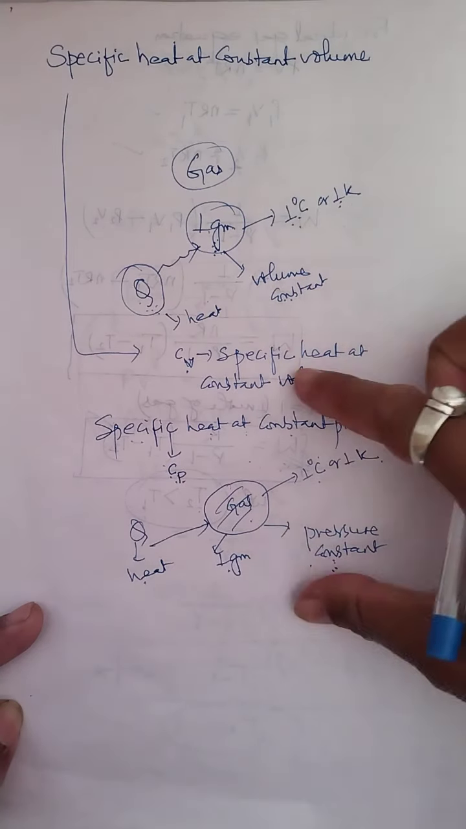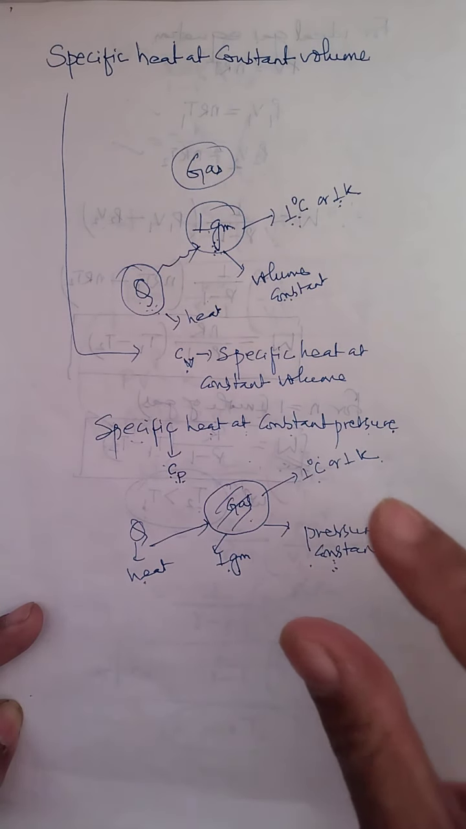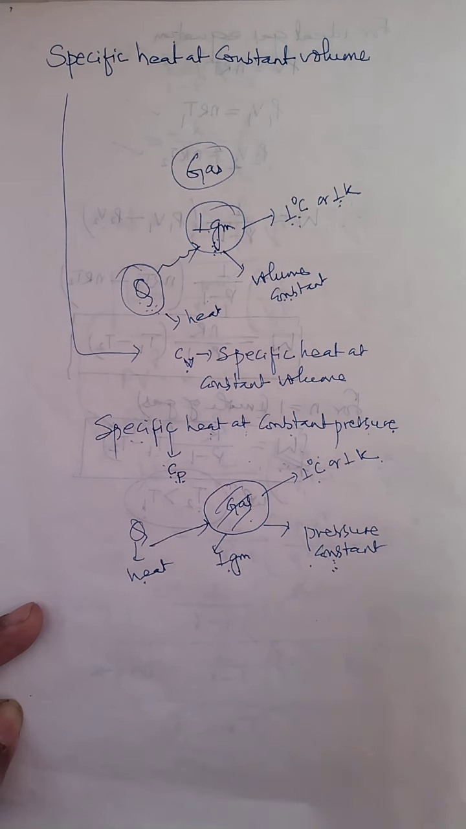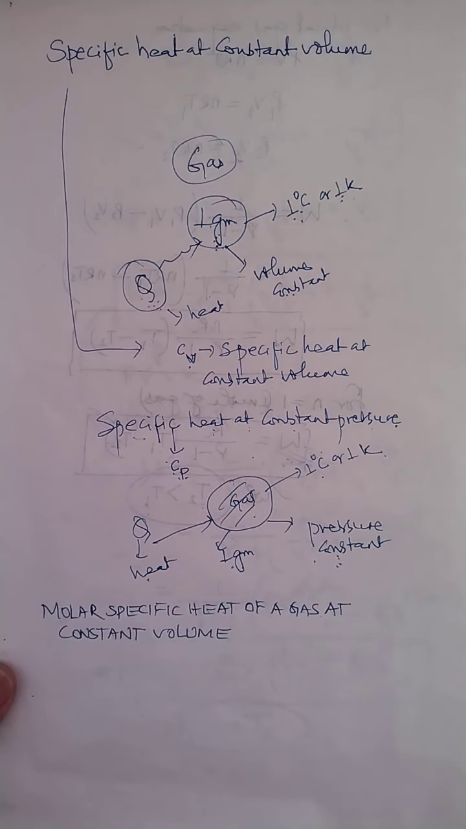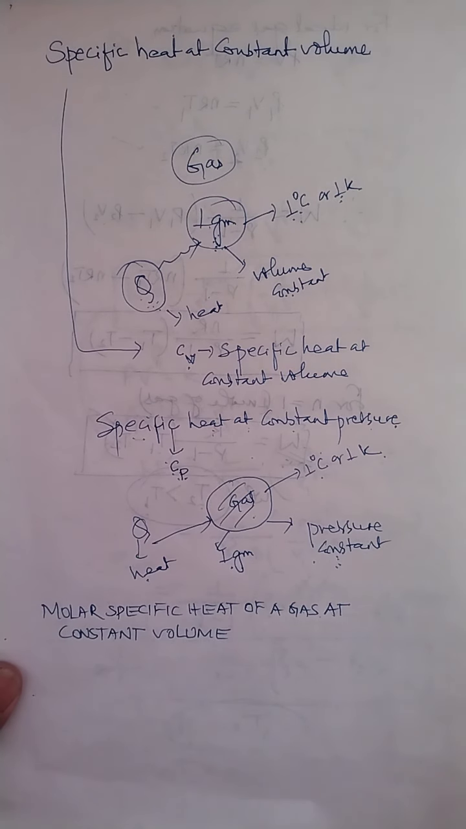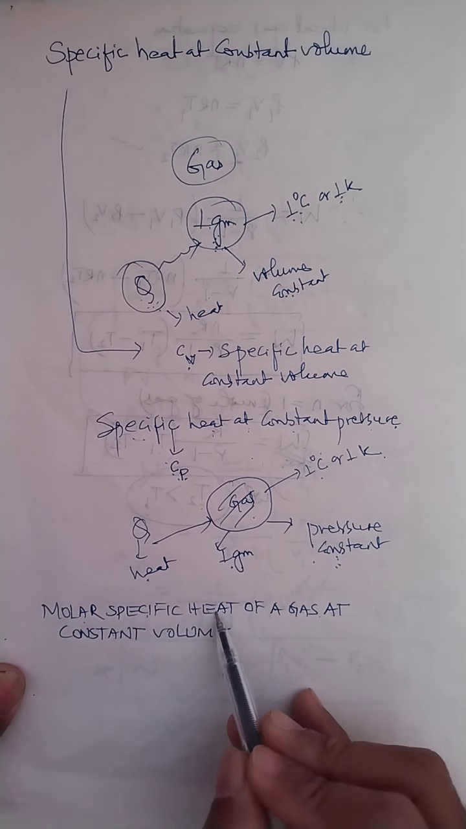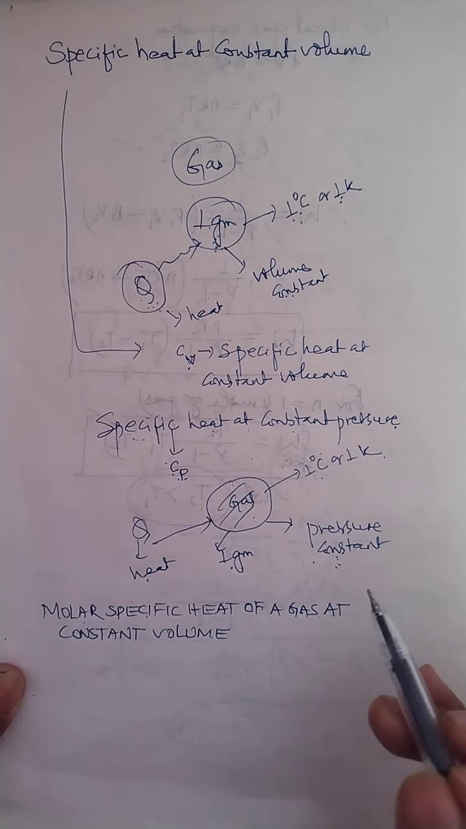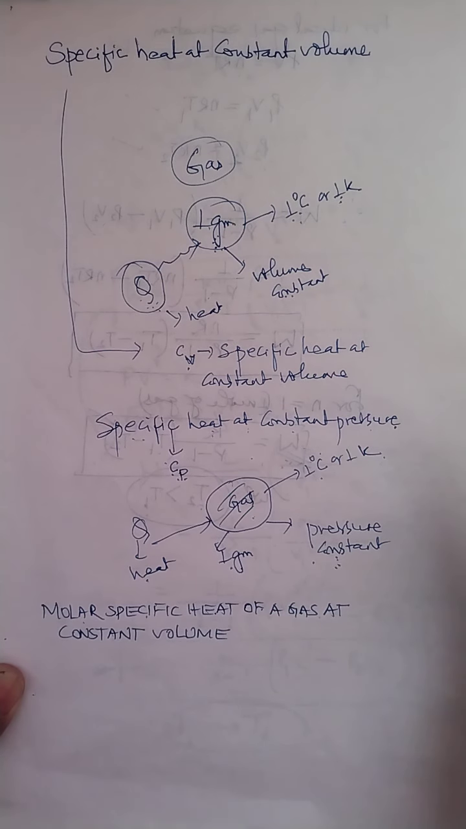But this definition which I have explained is for 1 gram of the gas, that is, for unit mass of the gas. But children, as you know, we are trying to define the term called molar specific heat of gas. Molar specific heat of a gas can also be defined under two different conditions: one is at constant pressure and one is at constant volume.